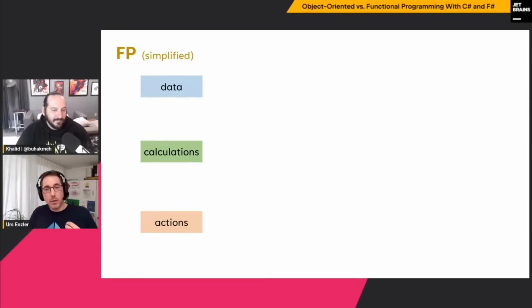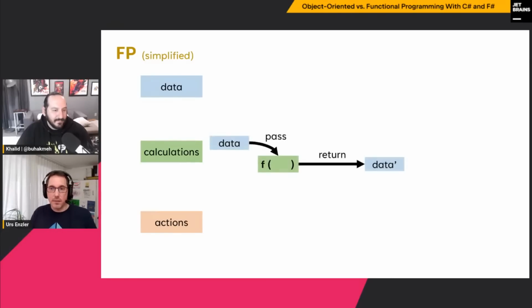And you can do calculations with that data. So if I have this function f, I can pass data to the function, the input arguments, and the function can calculate something and it returns some other data. So that's why it's often also called a transformation from the input to the output.